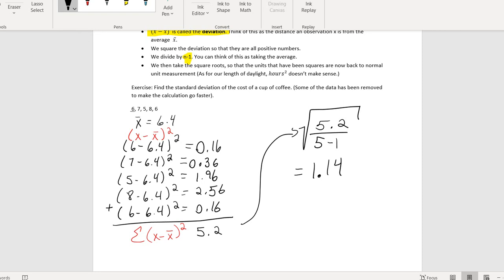Great. We're going to have more videos showing examples of finding standard deviation by hand, as well as finding standard deviation using StatCrunch. For now, we're going to move on to section 3.2.